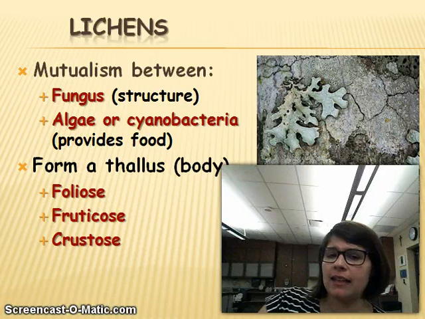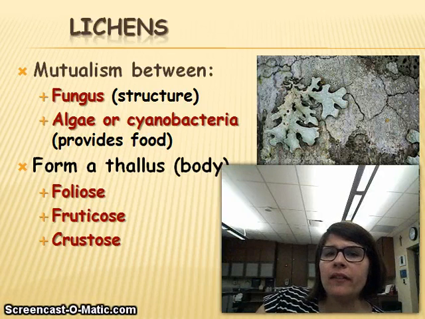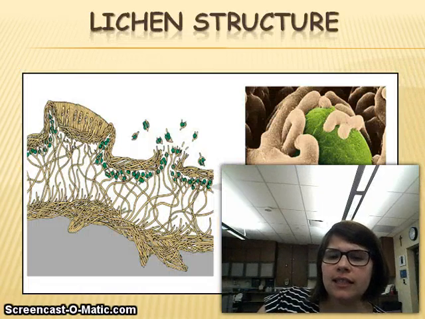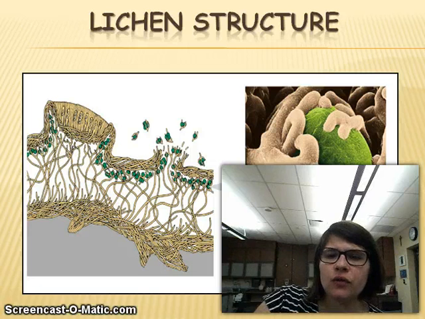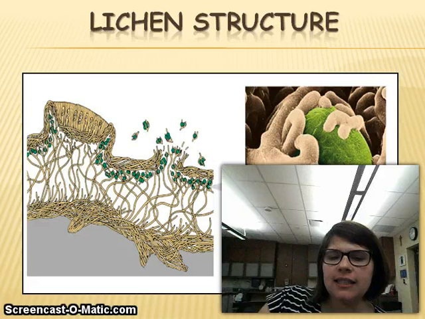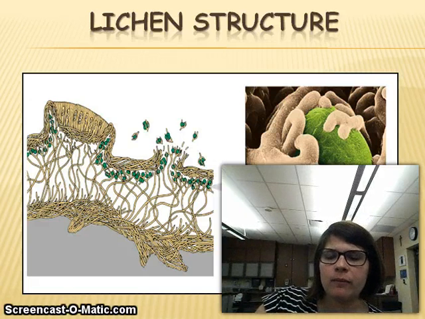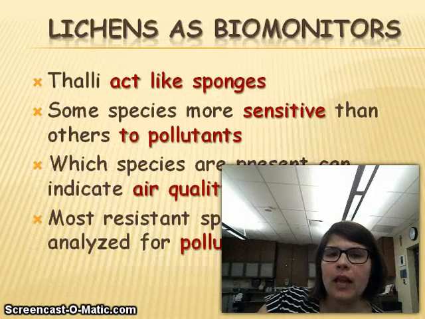It forms the thallus, and we have 3 different kinds. We have foliose, fruticose, and crustose. So here's an example of what it's going to look like. These green portions are actually your cyanobacteria, and you're going to see the brownish yellowish, which is the hyphae, and that's, remember, keeping the form.